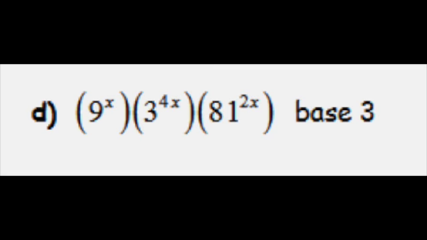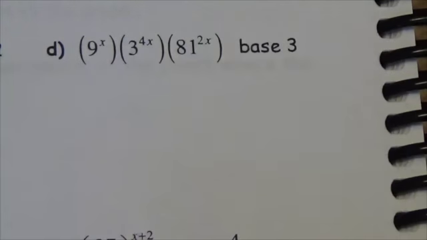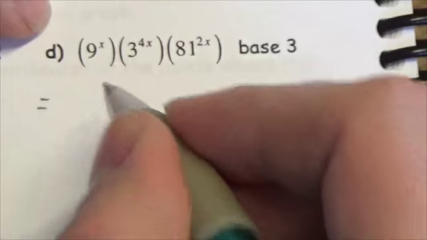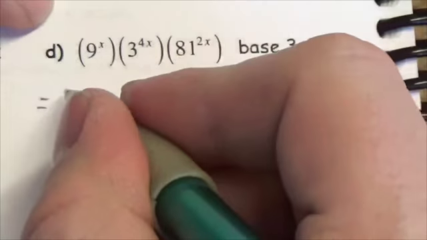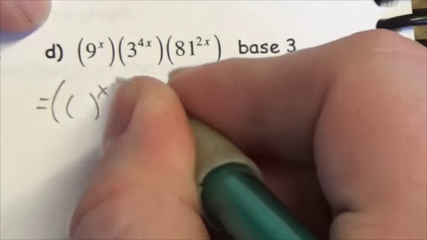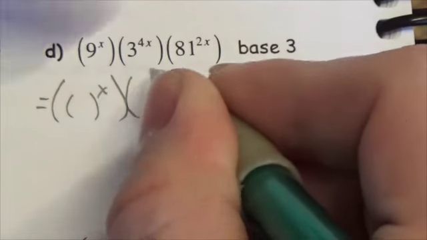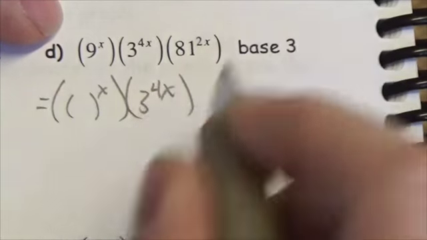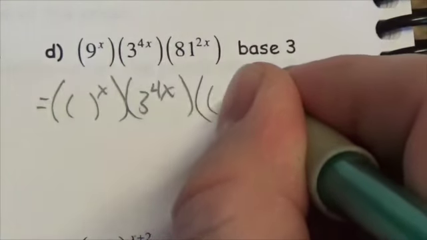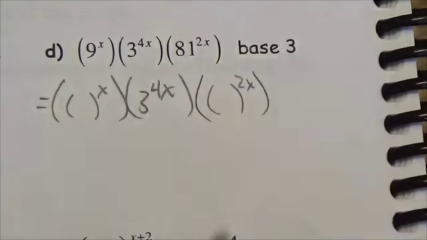9 to the x times 3 to the 4x times 81 to the 2x, all to a base 3. Okay, so now in this question, a lot more is going on, but it's very similar to the previous one here. Each one of these is going to be a power of 3. So this is going to be some power of 3 to the x. Now this already is 3 to the 4x. That already has a base of 3. I'm good. This one over here is going to be some power of 3 to the 2x.